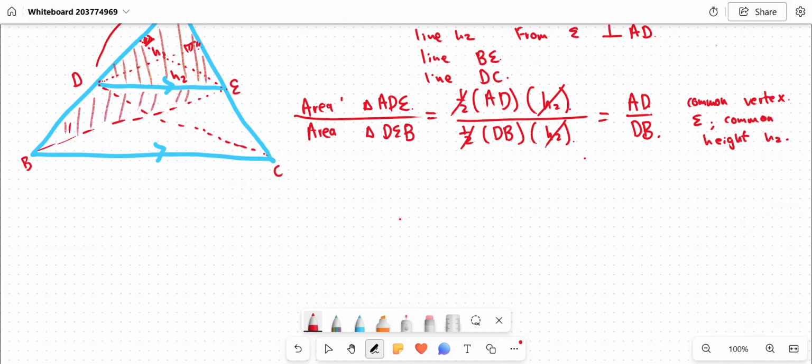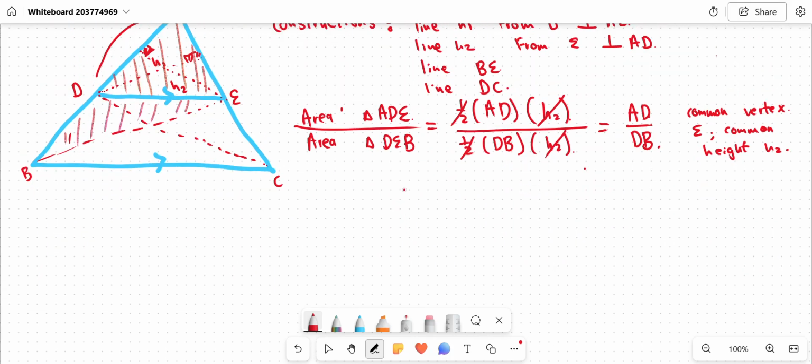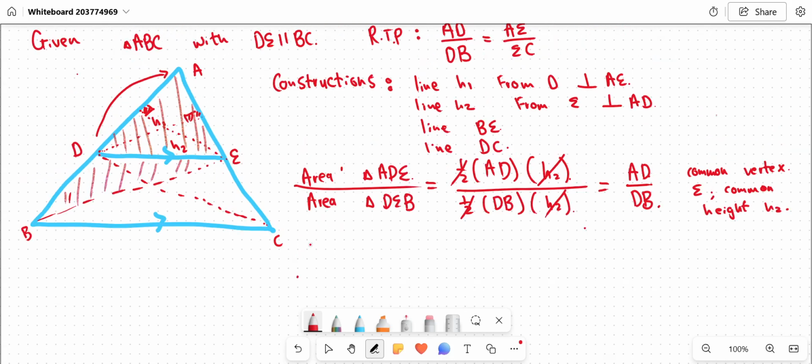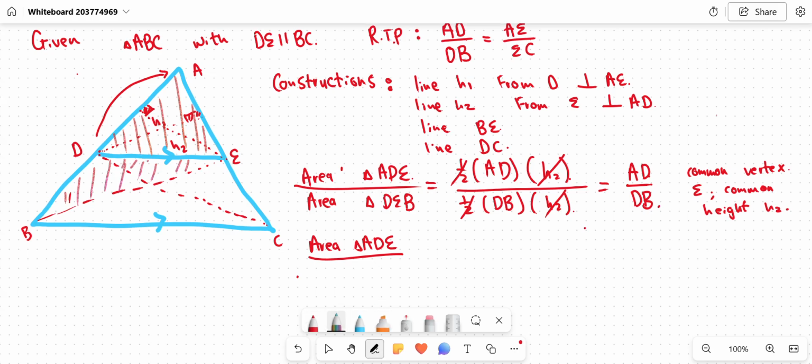Then we're going to make another statement, but now we're going to look at the other triangle, from the other perspective. We're still calculating the area of triangle ADE, the top triangle. But now we're going to divide it by the area of this triangle here. I'm going to try highlighting it, which is going this way. And that triangle is the area of triangle DEC.